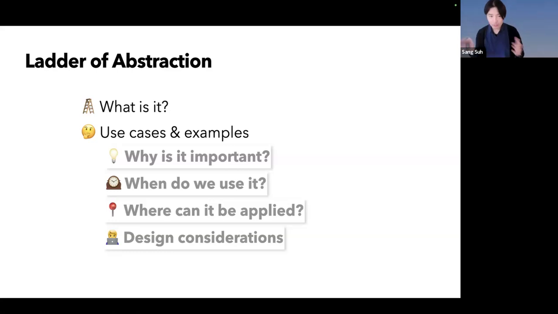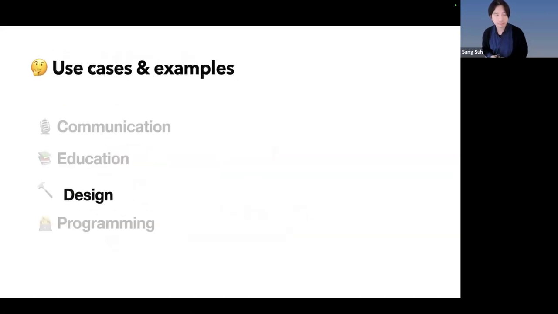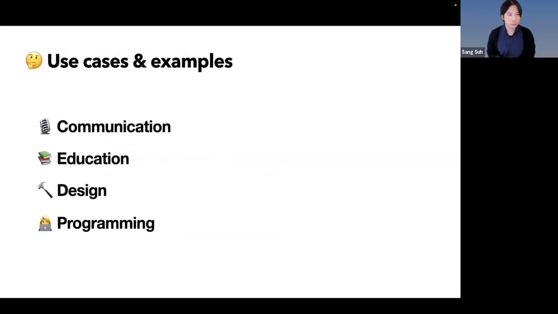Having described the origin and the context around it, I want to go into some use cases and examples, and hopefully we'll touch on some of these questions: why it is important, when do you use it, where can it be applied, and what are some potential design challenges. These are just four domains I have examples for, but during the open discussion time, if there are other examples, I'd love to hear.